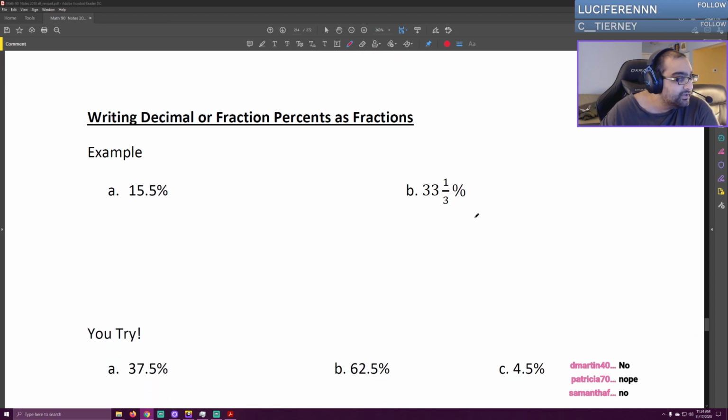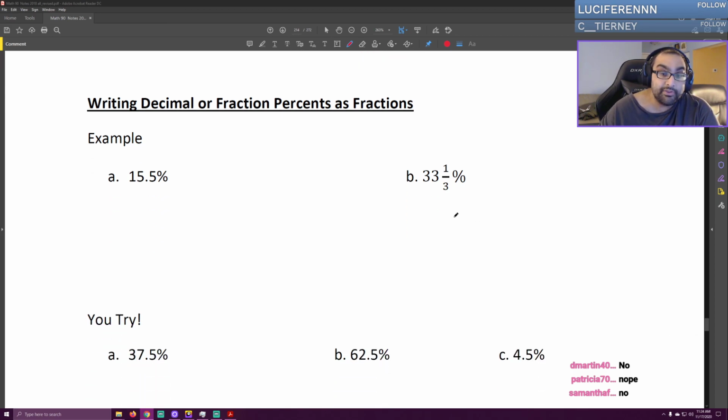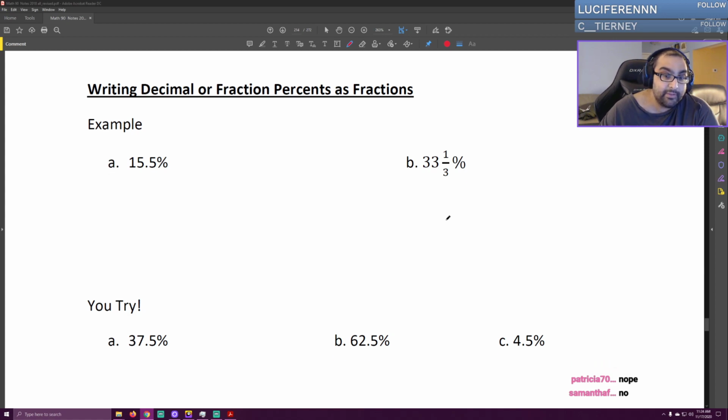All right. Now, let's talk about the next part here. Now, we're going to be writing a decimal, or again a mixed number percentage here, and we're going to want to write that as a reduced fraction. So that's what we're going to be doing here, taking this percentage.